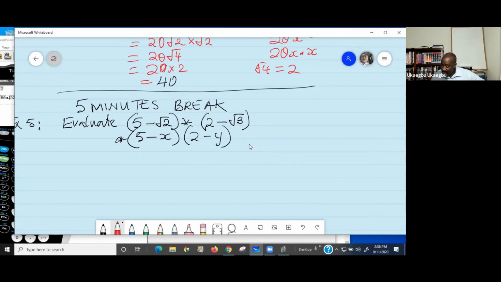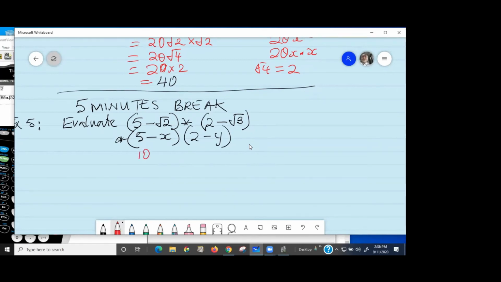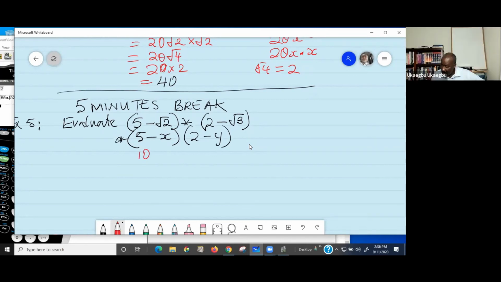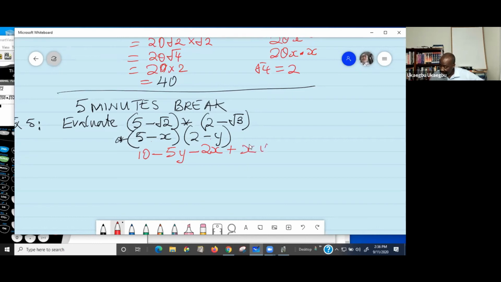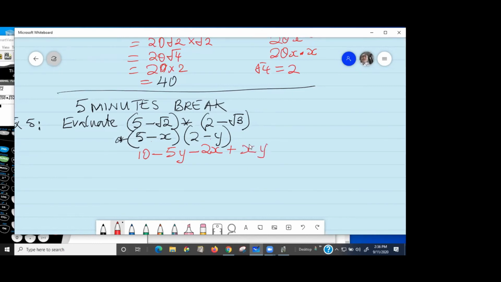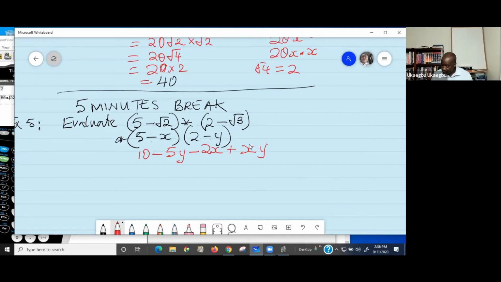So 5 times 2 is 10. Then 5 times minus y is negative 5y. Negative x times 2 is what? Negative 2x. Negative times negative is what? Positive. So x times y is what? xy. Okay, so that's that.